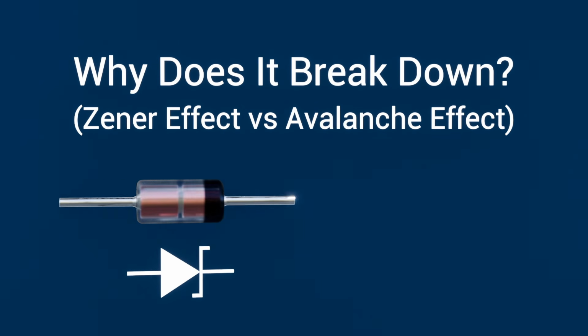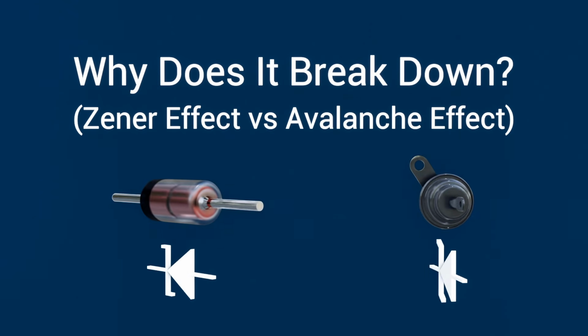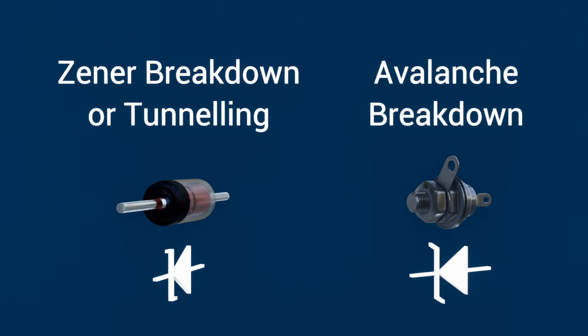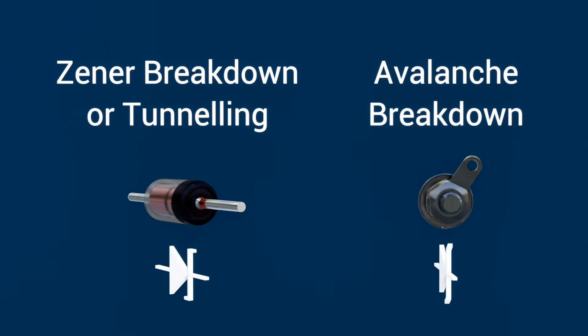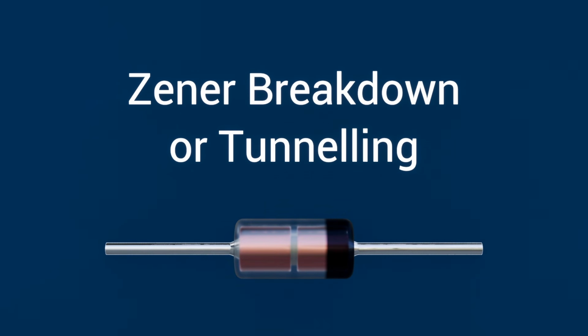Zener effect versus Avalanche effect. Reverse breakdown in a Zener diode doesn't happen for just one reason. There are actually two distinct physical mechanisms that can be responsible. Let's start by firstly discussing the Zener breakdown, or tunneling.